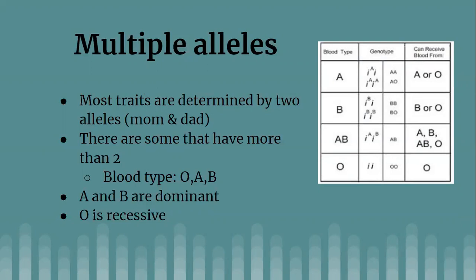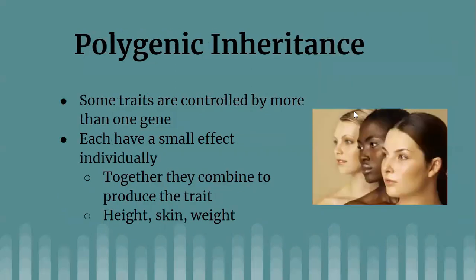Multiple alleles are not found only in blood types; they can also be found in fur color in some rabbits. So we see here that A and B are dominant, O is recessive, and that's going to give us those 4 different blood types: A, B, AB, and O. And don't forget that some of them are going to be positive or negative also.